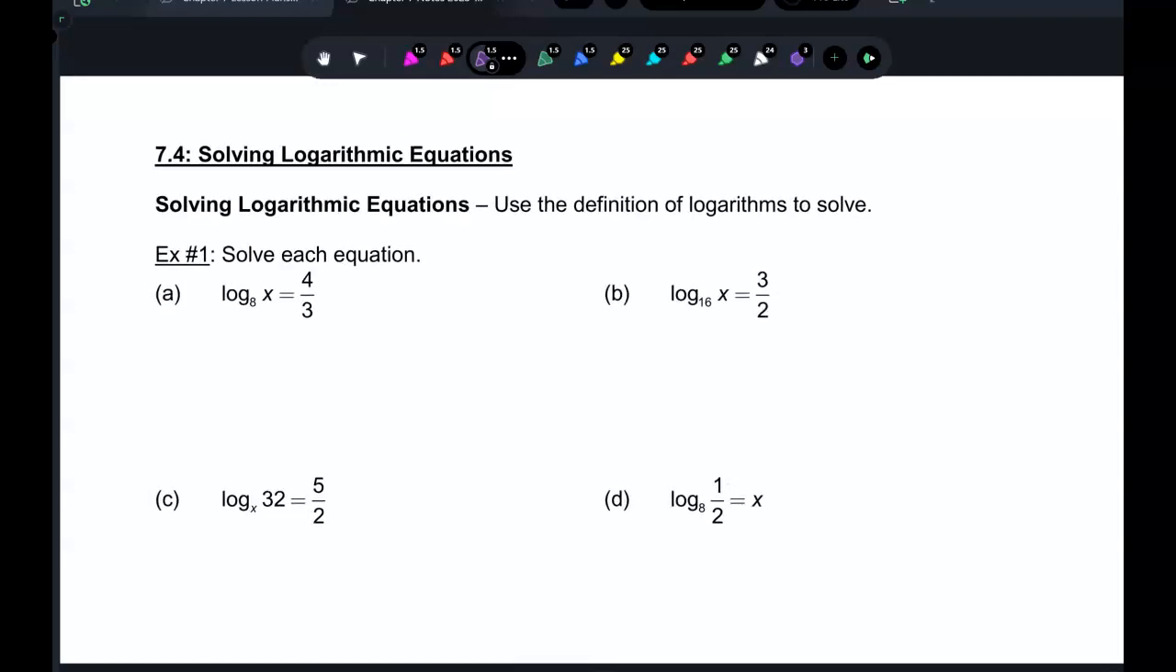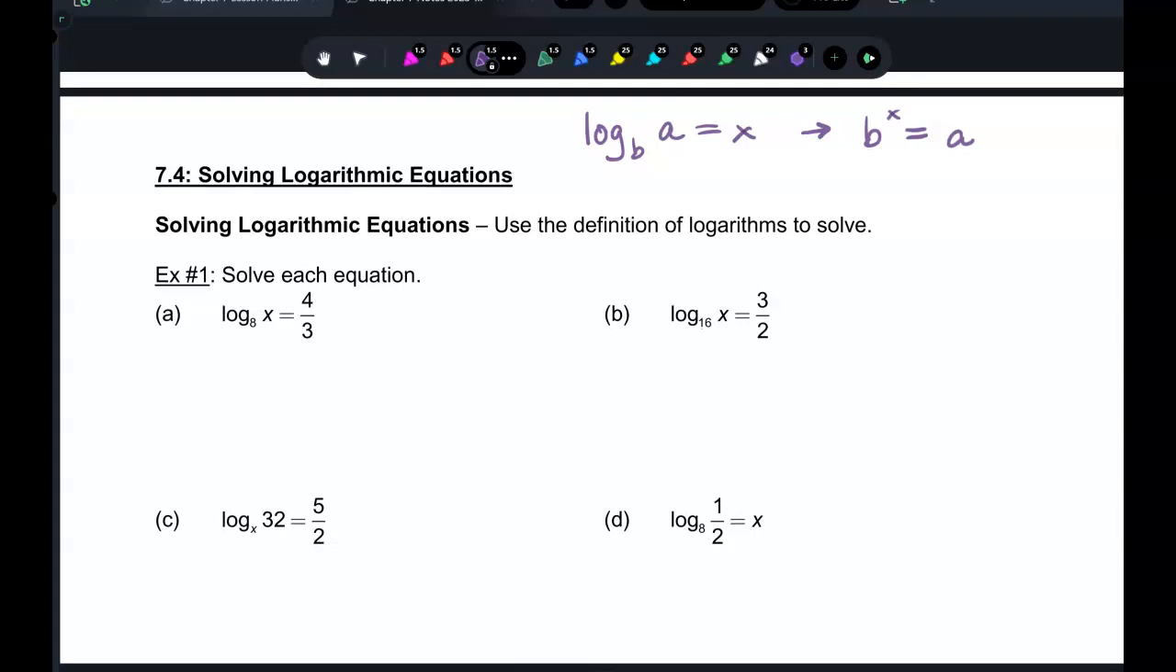Okay, quick reminder, when we do a logarithm, so let's say we have log base b of a equals x. If I change that to exponential form, that would be b to the x equals a. So when we're solving logarithmic equations, sometimes we have to change it into exponential form in order to solve.